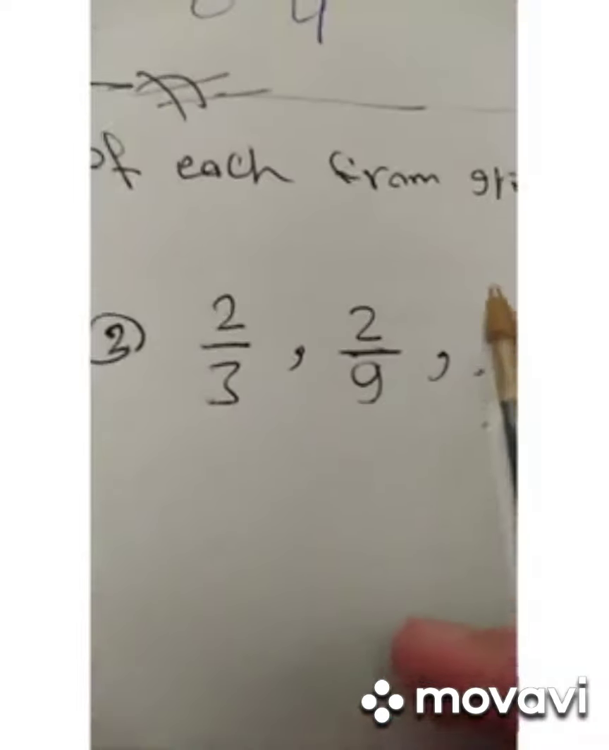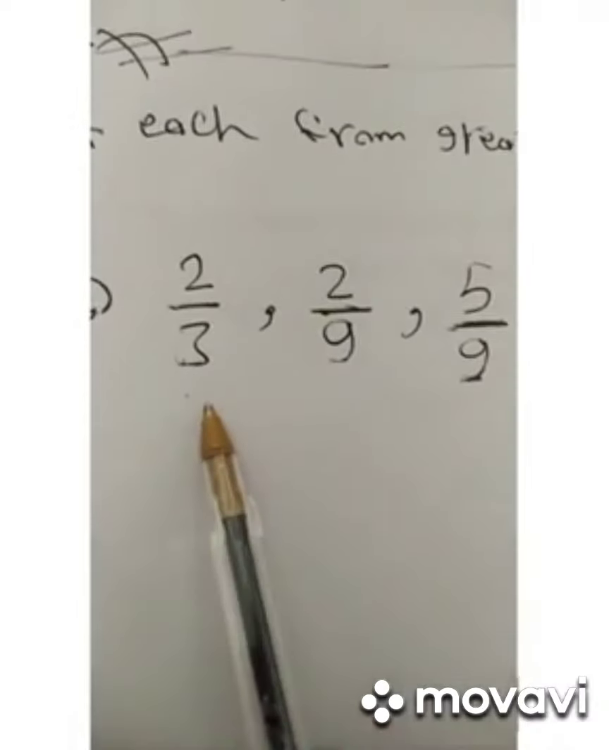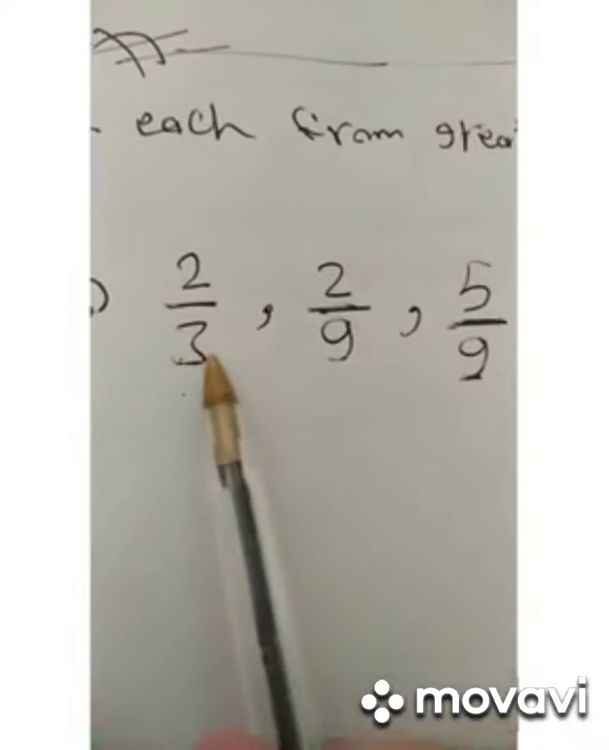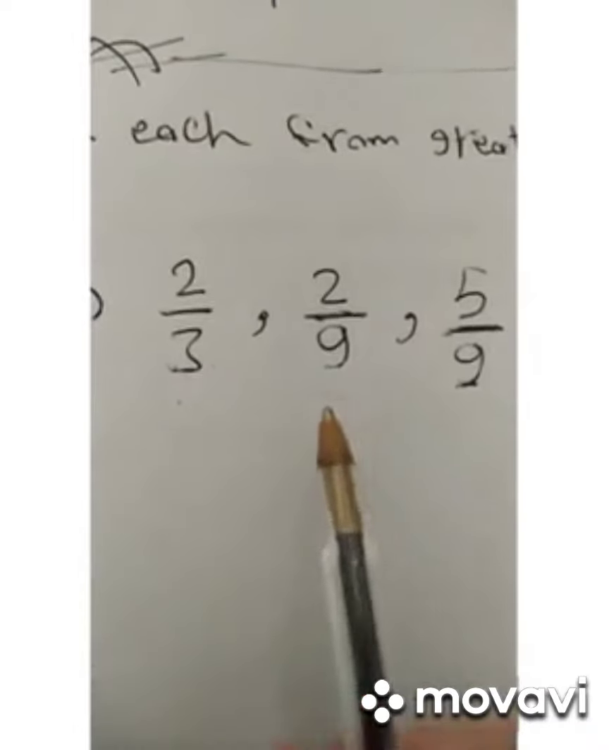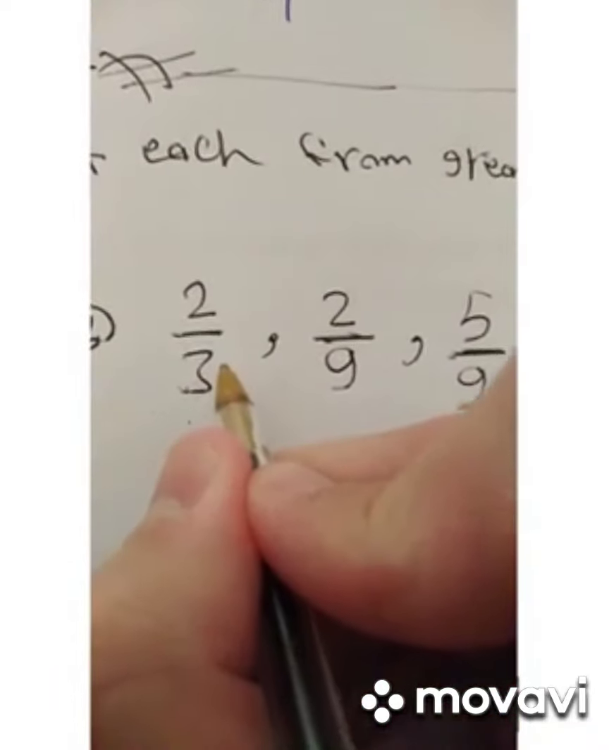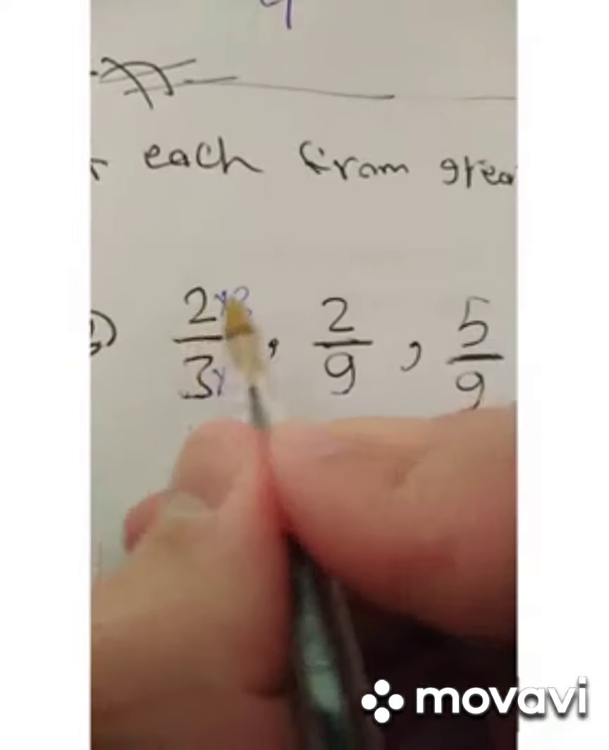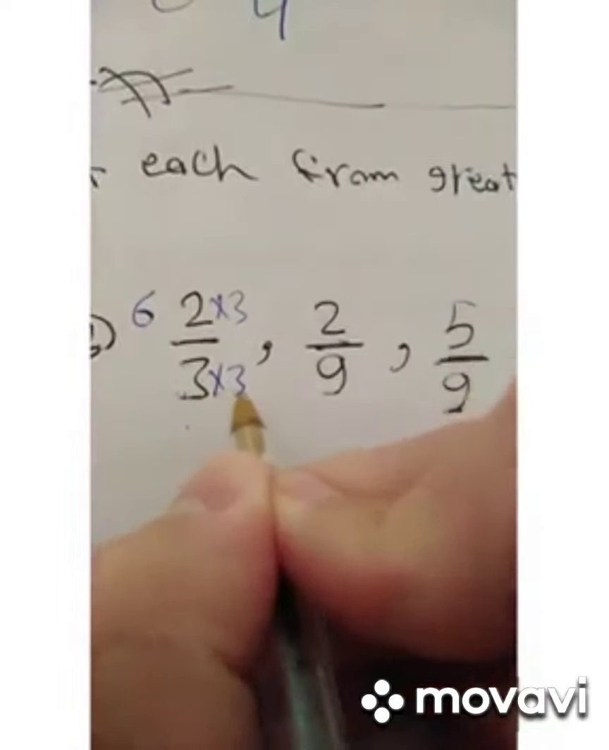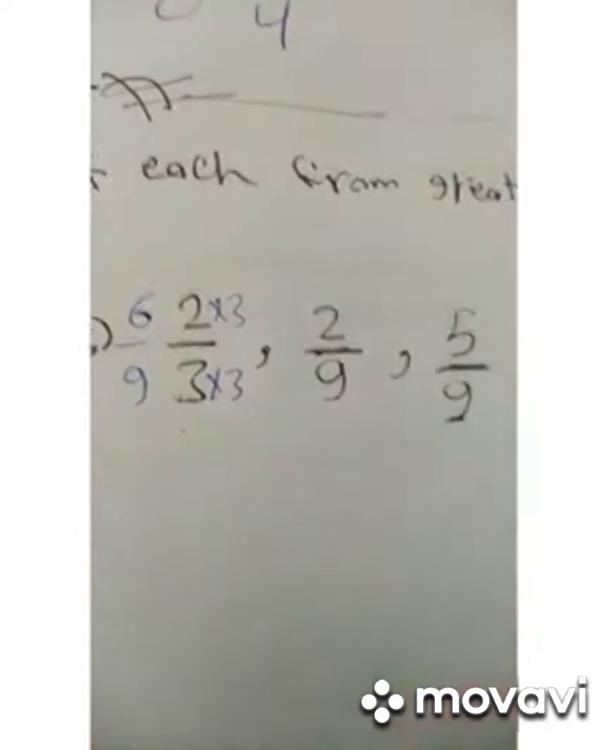Number two, we look at what? The three denominators. Are they alike denominators or unlike? No, they are unlike denominators. Now we have three. So we have to unify the denominators. 3 to 9, we multiply up and down by what? Yes, we multiply up and down by 3. 2 times 3 equals 6. And 3 times 3 equals 9. So our new fraction is 6 ninths.